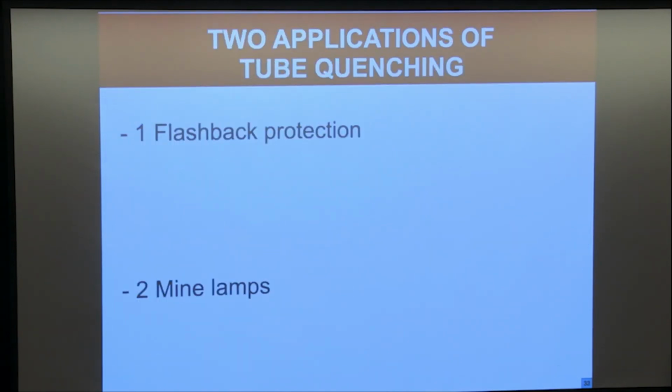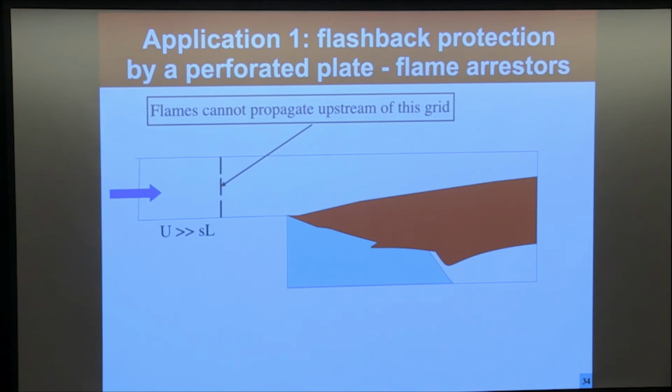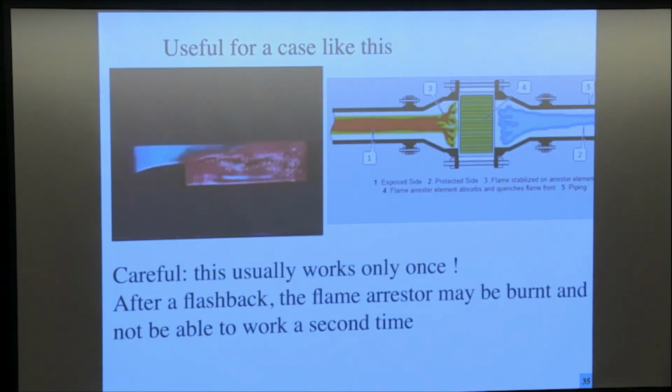So I want to talk about two applications of that, which are quite important. The first one is flashback protection. In many premixed systems, you face this problem. You have premixed gases here, and you have seen two days ago that you can have a flame trying to go there. If you put here a grid with holes which are small enough, you will prevent that. That's called the flame arrestor. You can actually buy those things. This is one here.